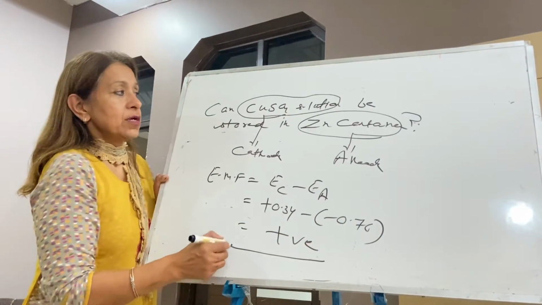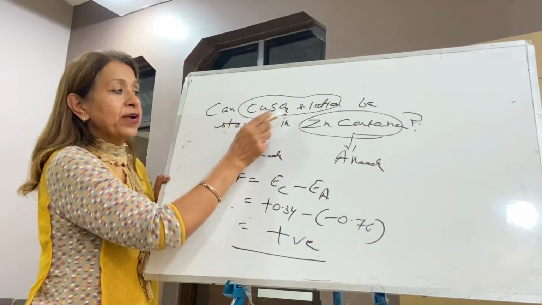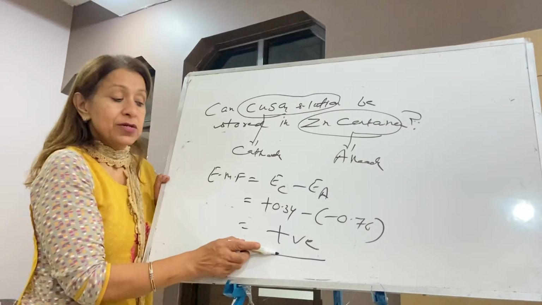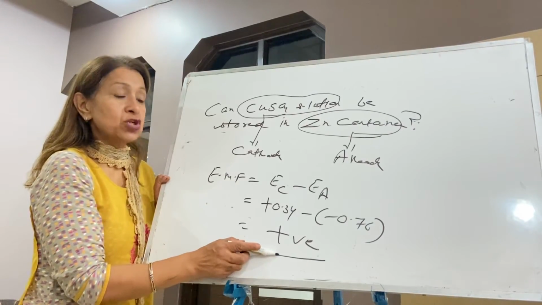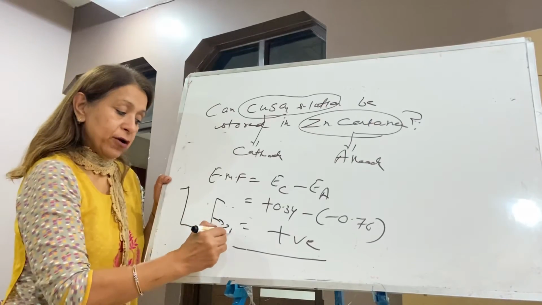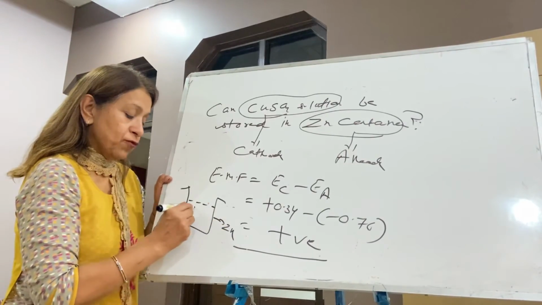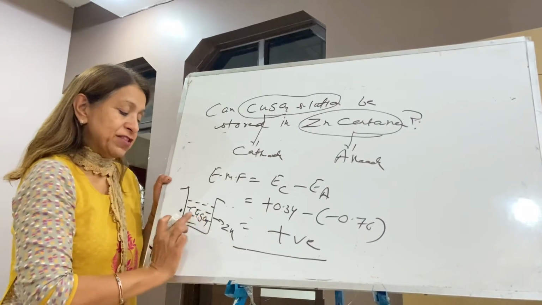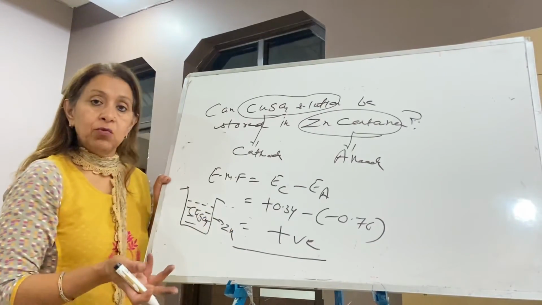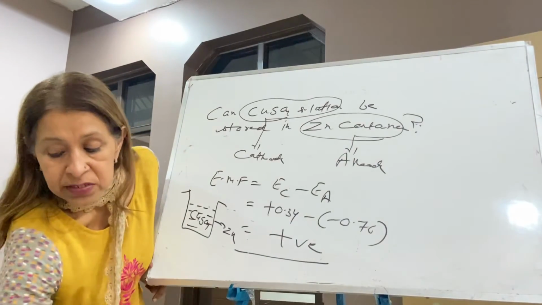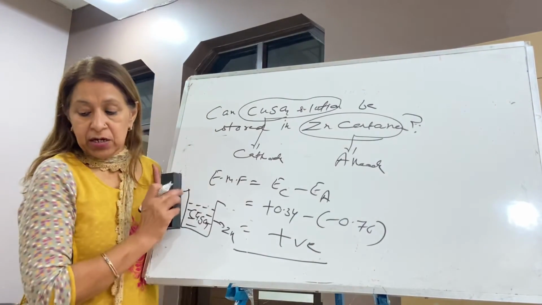That means your copper sulfate solution will react with the zinc container because EMF is positive. So the reaction will take place between the solution and the container. This is your container of zinc, right? Make a container of zinc. This is your solution of copper sulfate. Zinc and copper sulfate both react with each other. Then why would we store it? We will not store. So the answer is we will not store copper sulfate solution in a zinc container.